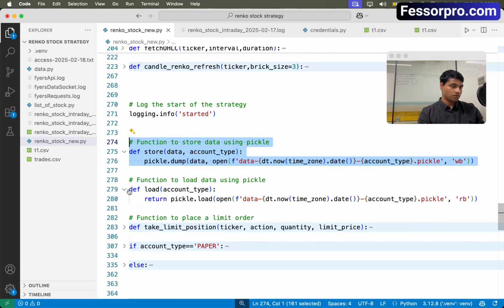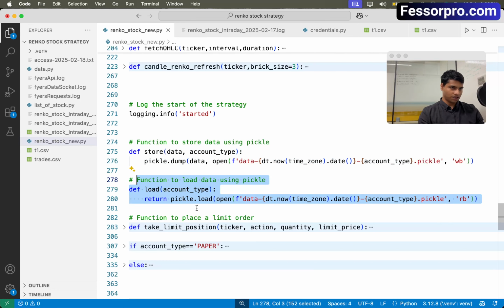And when I'm calling the load function, I'll simply read any file that exists in my vicinity, that is in my current folder. I'll just repeat one more time. The store function is used to store whatever data we have, and the load function is used to read the data from that pickle file.